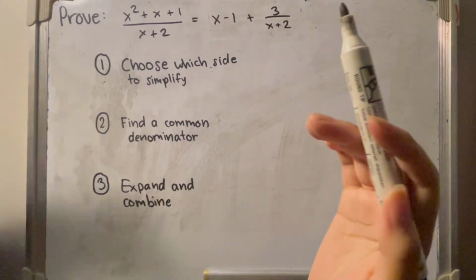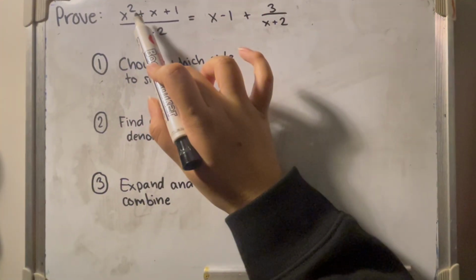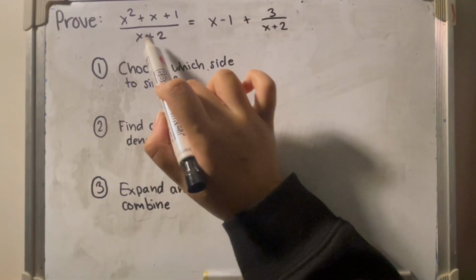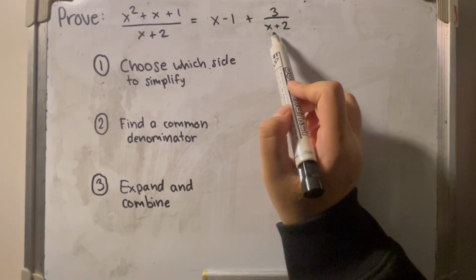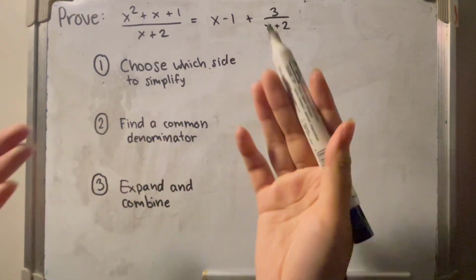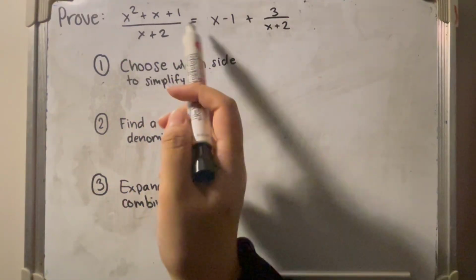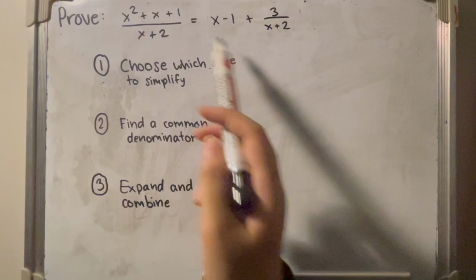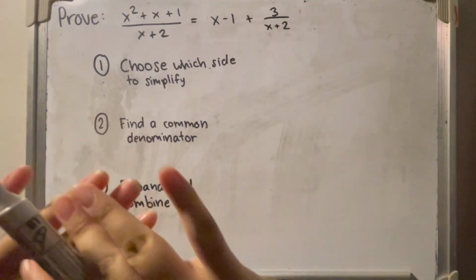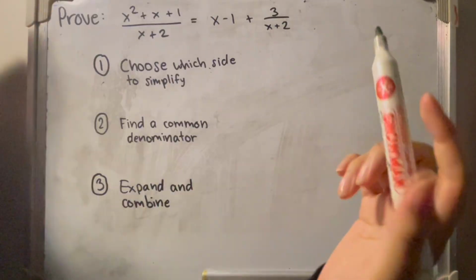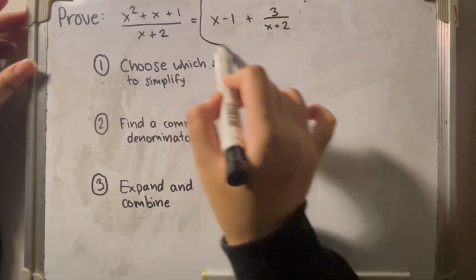Okay, let's try to solve this problem. Prove that (x squared plus x plus 1) divided by (x plus 2) is equal to x minus 1 plus 3 divided by (x plus 2). So the first step is to choose which side you want to simplify. This one with the fraction, or this side with a term and a fraction. It's usually easier to combine terms than to split them. So for this problem, let's start with the right hand side, which is this over here.